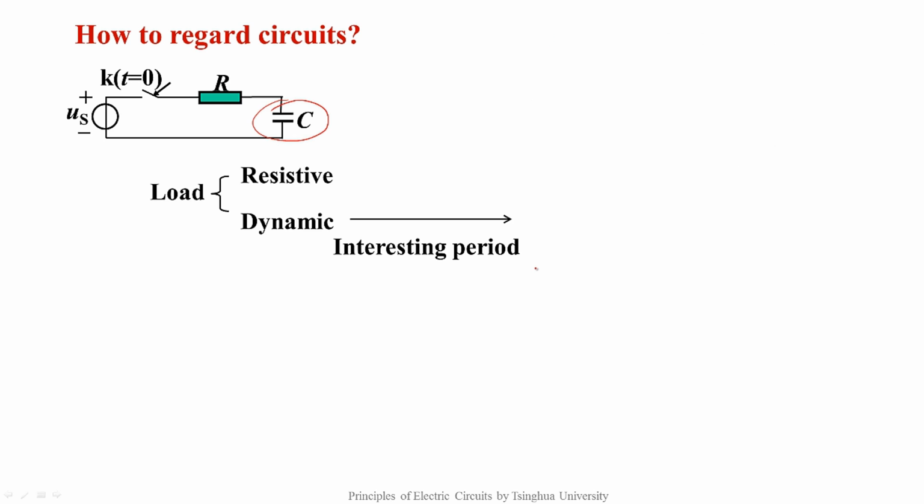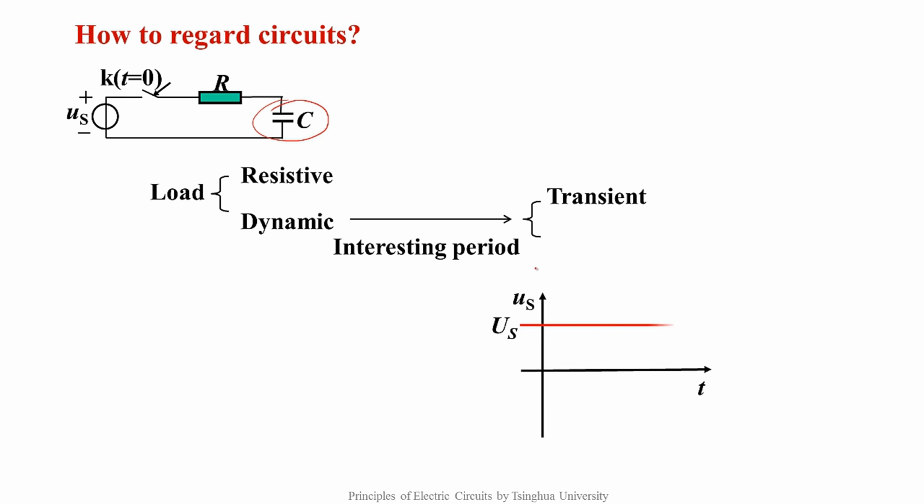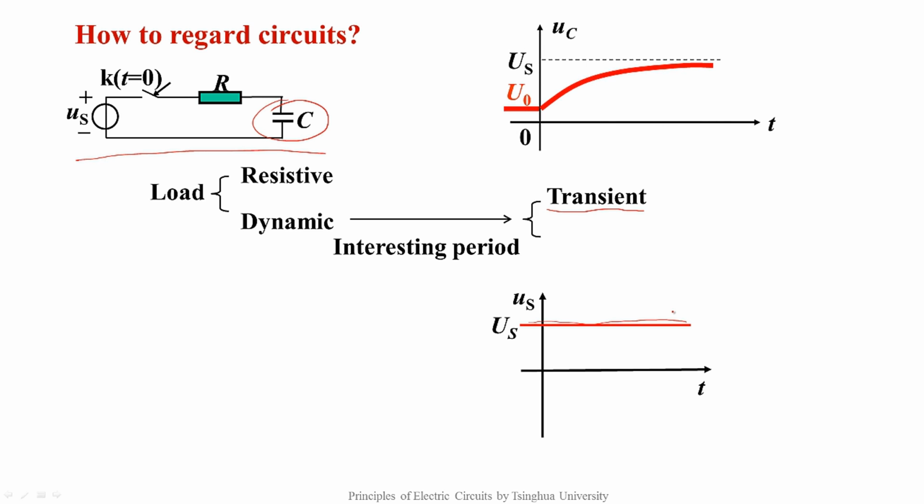For dynamic circuits, we can also divide them according to the time we are interested in. If we are interested in the change of voltage and currents in the transient process of the dynamic circuits, we call it transient analysis. For example, in a circuit like this, if we know the source is a DC source, and by learning the following lectures, we can know that this is a changing trend of the voltage across the capacitor. The waveform's changing process from this point to this point is a transient analysis.